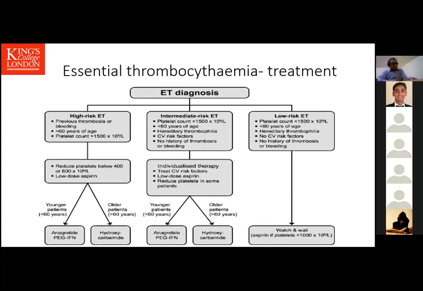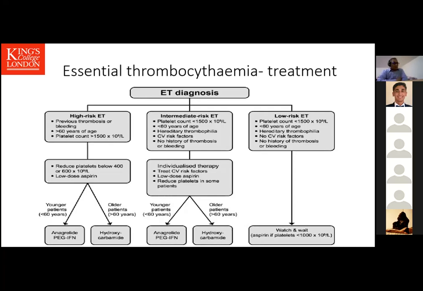The treatment for these patients is cytoreductive treatment. That means you need to give something to reduce the platelet count. And the most important drug is hydroxycarbamide, which is a very low side effect profile drug, easily tolerated. You can easily give it. It's a tablet.